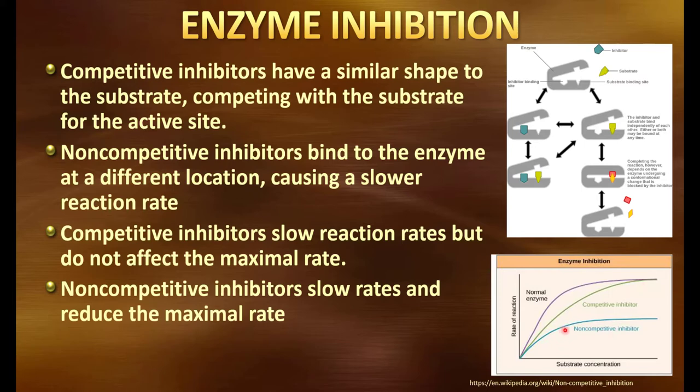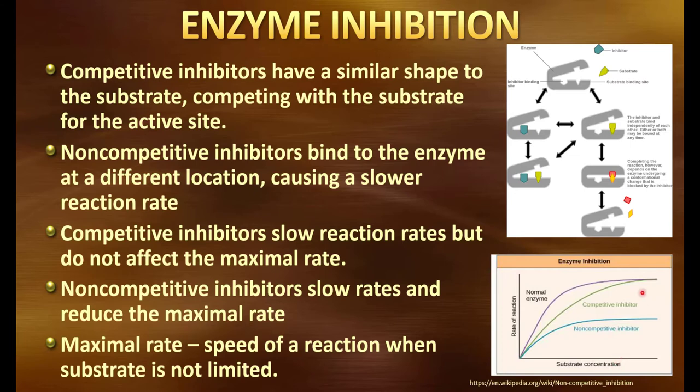It's binding somewhere else and then causing the substrate to not be able to bind. If I have a non-competitive inhibitor, even if I increase the substrate concentration, I'm not going to get as fast a reaction, no matter how much substrate I give it. So this is something that you can do in a lab to determine if an inhibitor is competitive or non-competitive, by increasing the substrate concentration and seeing if that has any effect on your overall rate of reaction.